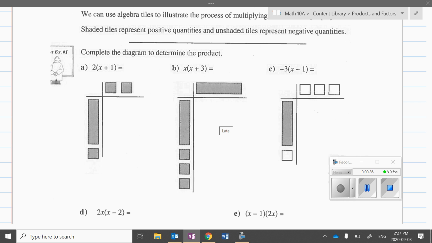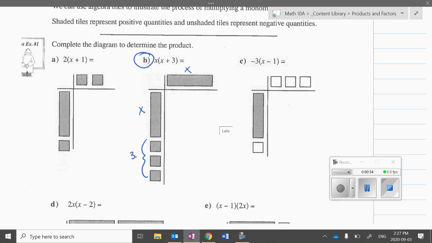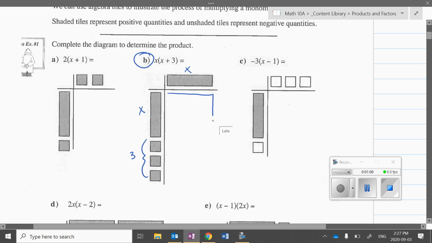So let's look at B. So when we do this, it's saying this is an X tile times X, and then this represents 3. Did you guys do this at all last year in grade 9? Like set up like this? Yeah? Okay, cool. X times X is going to give us an X squared tile.